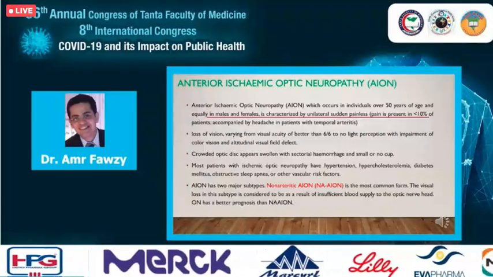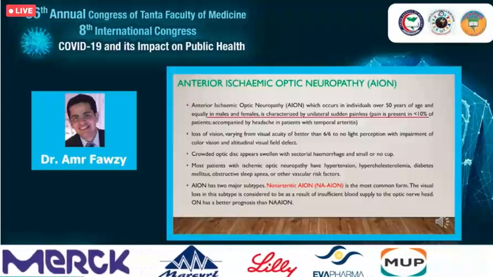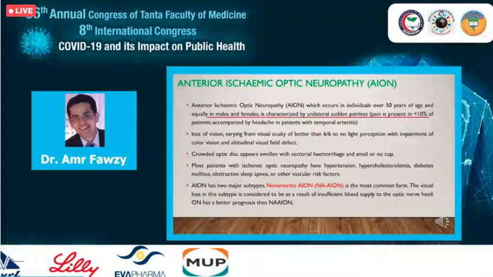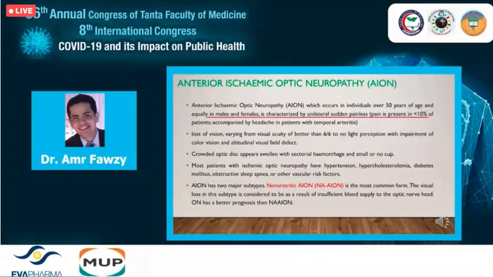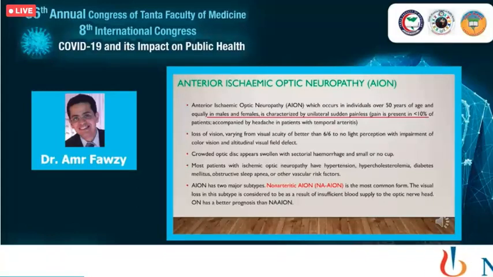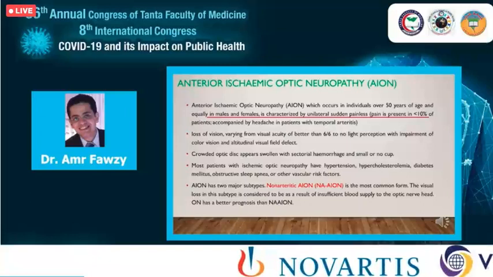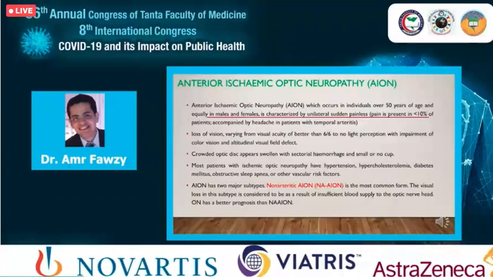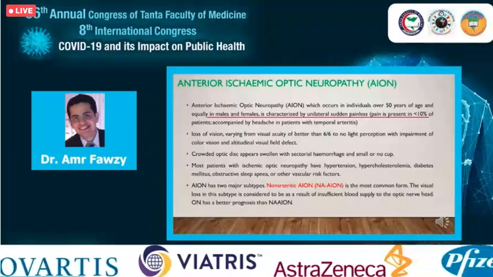Anterior ischemic optic neuropathy has two major subtypes. Non-arteritic anterior ischemic optic neuropathy is the most common form. The visual loss in this subtype is considered to be a result of insufficient blood supply to the optic nerve head, and optic neuritis has a better prognosis than this type of AION.